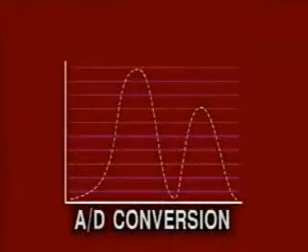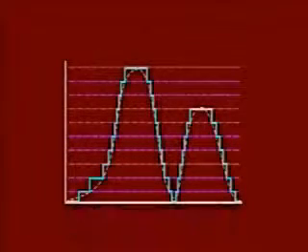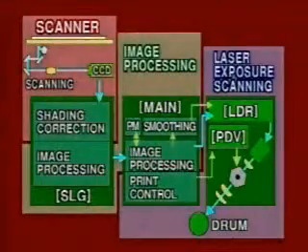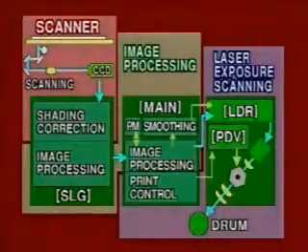Since the signal obtained by the CCD is analog, AD conversion converts the analog signal into the digital signal in 256 steps. The image signal converted to digital signals is then sent to the image processing section. In the image processing section, corrections are made, or some editing processes are conducted to provide appropriate image quality. Then the image signals are finally sent to the laser exposure scanning process.